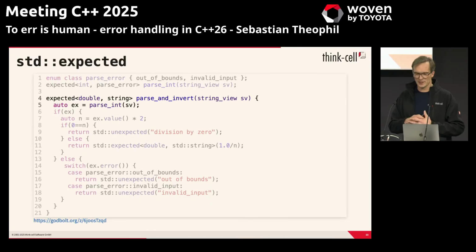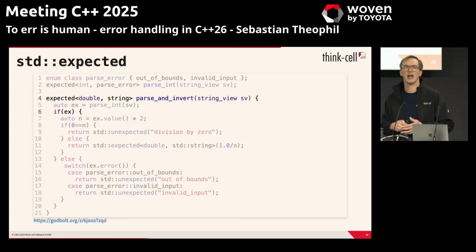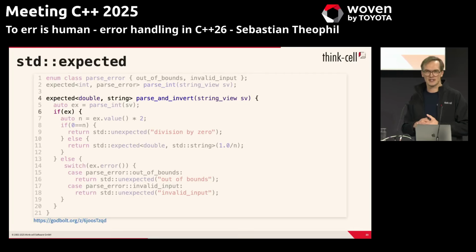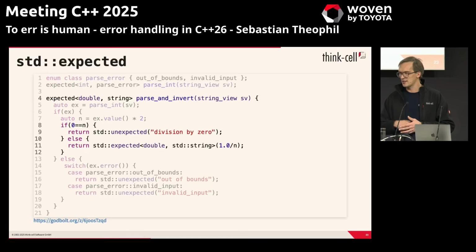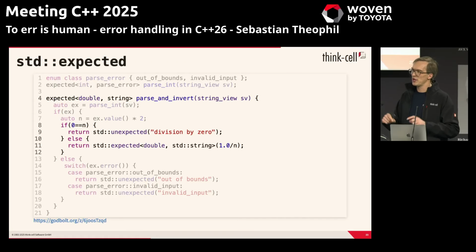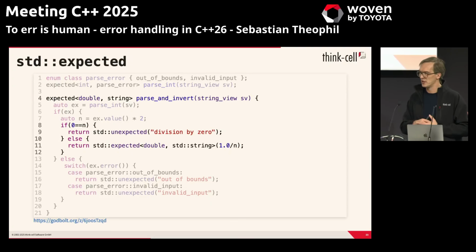So here's the interface for std::expected and how to use it. I receive an expected. I can convert it to a bool to check if it contains the actual successful return value. I can then access this value. Here I'm also multiplying it by 2. Now I'm checking, is that value 0? If it's 0, I can't divide 1 by 0. So now I'm returning std::unexpected, so I'm transforming my error from the enumeration that I had before to a string, let's say a user presentable error message.